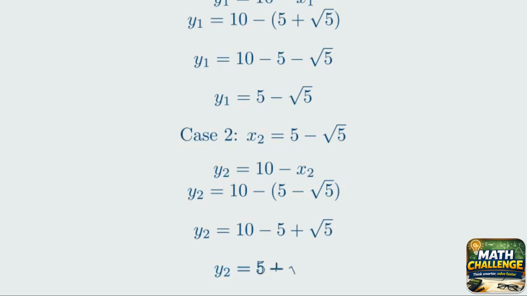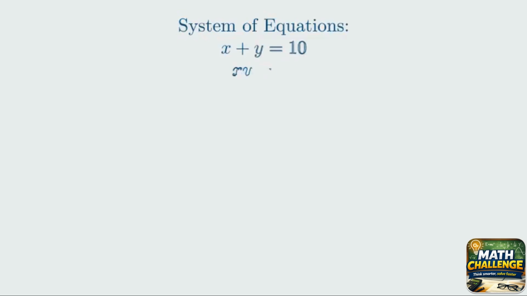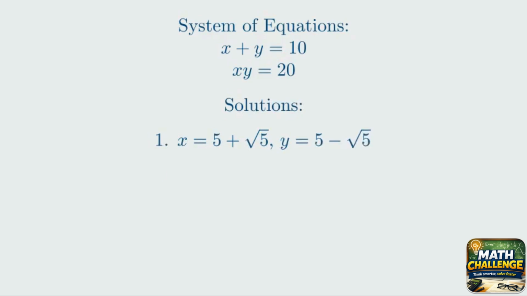So we have found 2 distinct solutions that satisfy both of the original equations. Let's summarize our findings. We started with the system of equations x plus y equals 10 and xy equals 20. Using the method of substitution, we found 2 solutions. Solution 1. x is 5 plus the square root of 5 and y is 5 minus the square root of 5. Solution 2. x is 5 minus the square root of 5 and y is 5 plus the square root of 5.